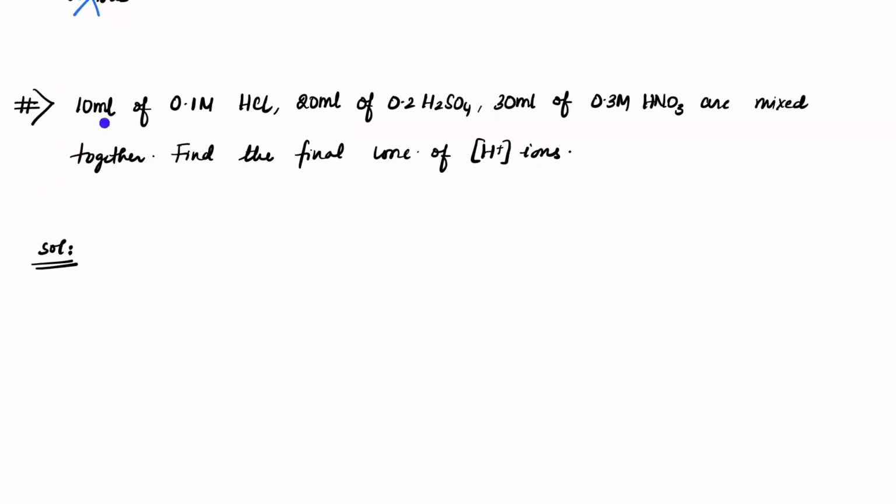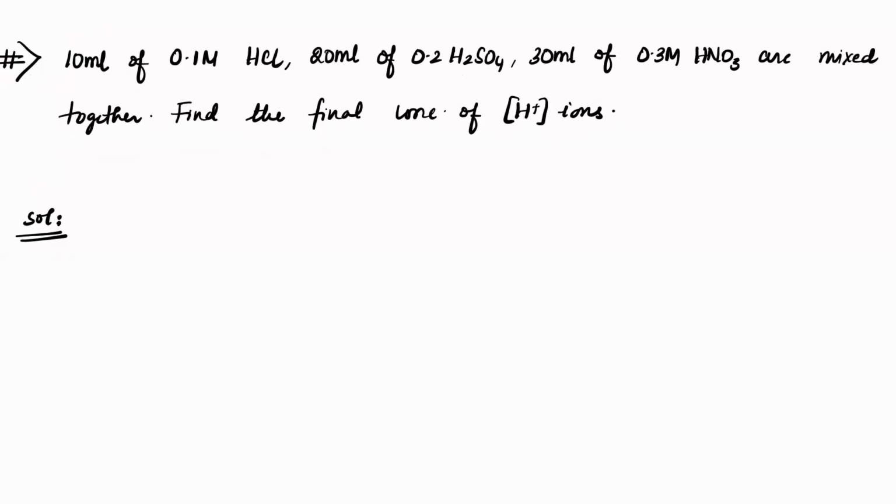For instance, if I take 10 ml of HCl, 20 ml of H2SO4, and 30 ml of HNO3, all of them mixed together, and I'm supposed to find out the final concentration of H plus ions, then what shall we do here? First, try to figure out if HCl is ionized into H plus and Cl minus. So we will have 10 into 0.1, which makes it 1 millimole. So originally there was 1 millimole present.